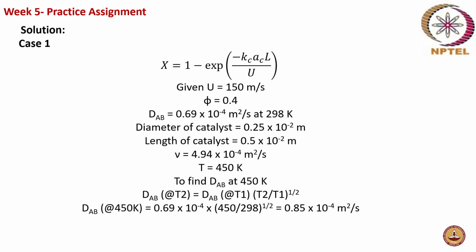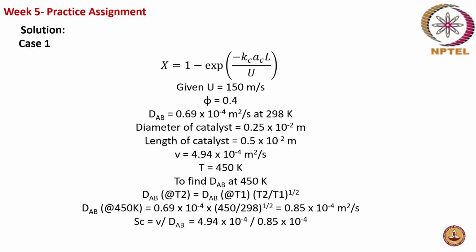So when the problem was solved in the class at 750 Kelvin, the diffusivity at 750 Kelvin was around 3.6 x 10^-4 meter square per second, whereas when the temperature reduces by 300 Kelvin from 750 to 450, we can observe there is a significant change in the diffusivity as well. So it has become 0.85. However, there is an increase compared to the diffusivity at 298 Kelvin.